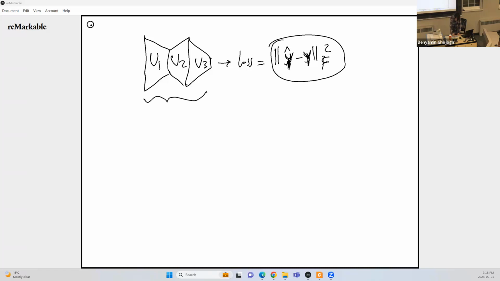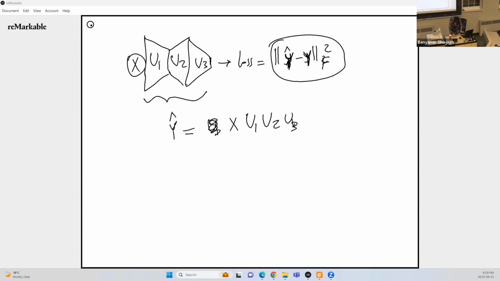What is this? The output y hat or y whatever. Assume this is input X. It will be X, U1, U2, U3, or the other way around, depending on whether you consider it row-wise or column-wise. Let me consider it row-wise. I need to calculate either X, U1, U2, U3, or X, U3, U2, U1. Okay, doesn't matter. Do you agree? And I don't have any nonlinearity between them.